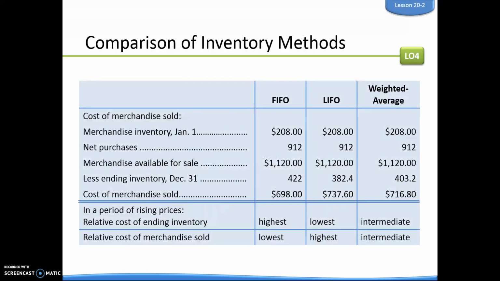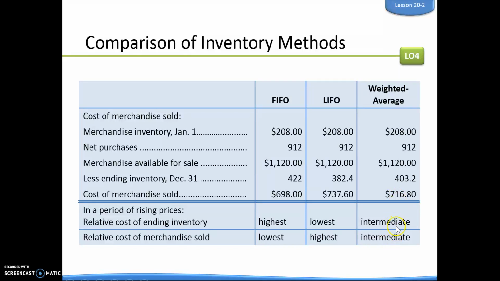So this is just a comparison of the FIFO, LIFO, and weighted average. So you can see that our inventory at the beginning stays the same. Our net purchases are the same. Merchandise available for sale is the same. However, our ending inventory changes for each one based on our costing method. So you can see how the cost of merchandise sold is either $698, $737, or $716.